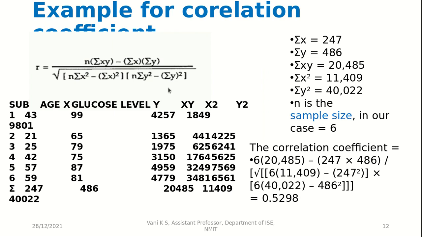Now that is the difference. Here we take squares of individual values of x and then take the sum. Here we take the sum of all the individual values of x and then take the square. And this is also the summation of the product of x and y, where we take the summation individually and then take out the product.